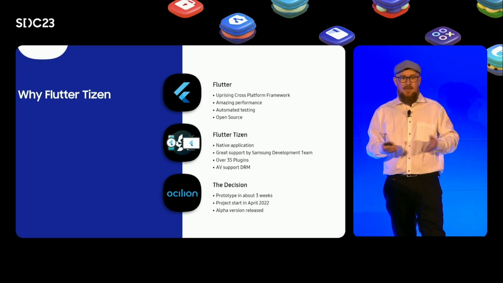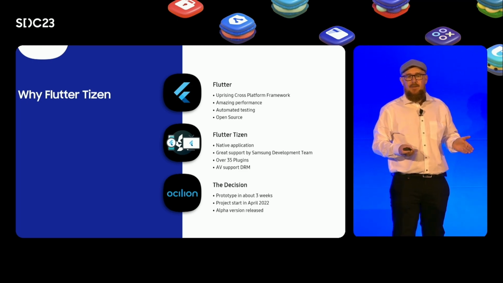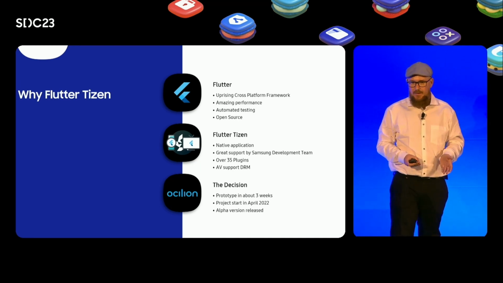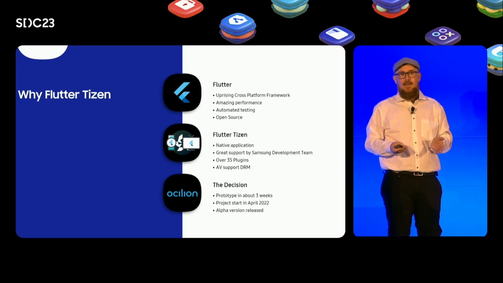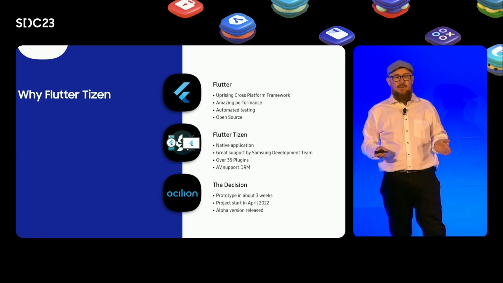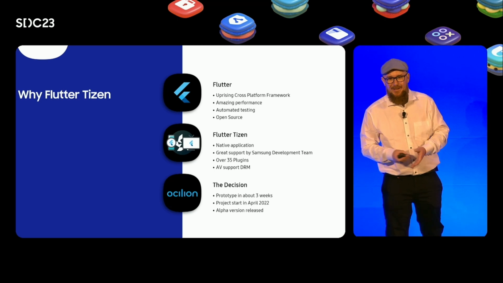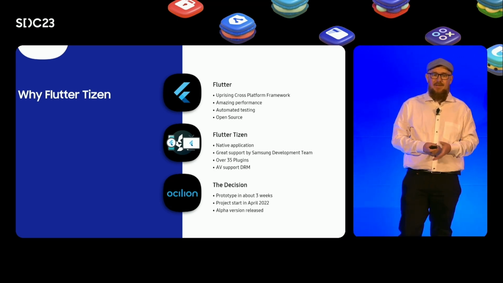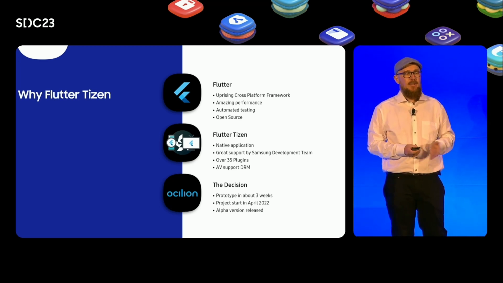So there is Flutter. Some of you may know Flutter. In short, Flutter has amazing performance because of native applications, uses state-of-the-art technology, is open source, and in our point of view, has a really good shipped automated test system. And then there was Flutter Tizen, well maintained and supported by the Samsung development team. Thank you for that, by the way. It has over 35 plugins, a state-of-the-art audio video player that supports DRM protected content, and is developing really, really fast.